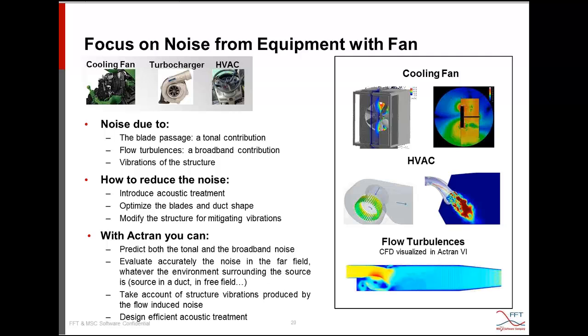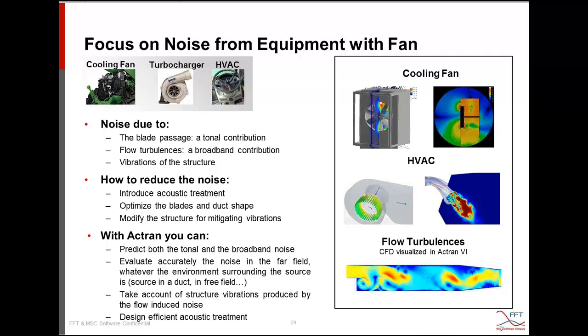The noise can come from the blade passage or flow turbulences, which produce respectively a tonal and a broadband contribution. But speaking of a turbocharger, the noise comes from structure vibrations and not only from the turbine. Acoustic emission can be reduced by adding acoustic treatments, optimizing the blades and the duct shape, or by modifying the structure.